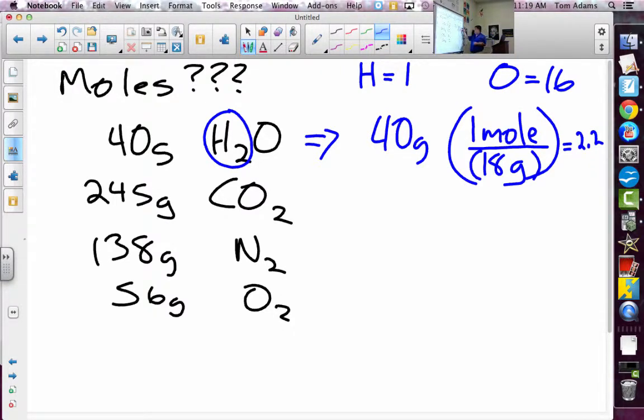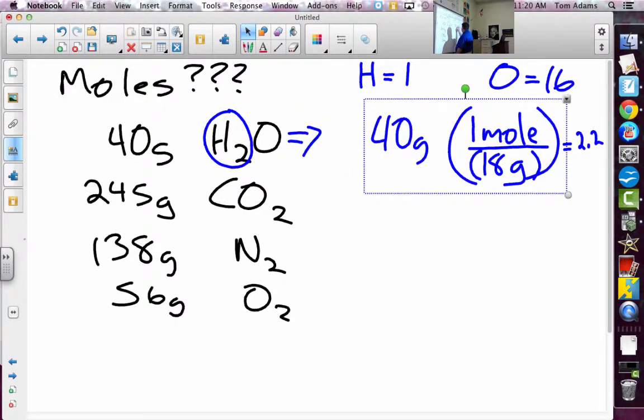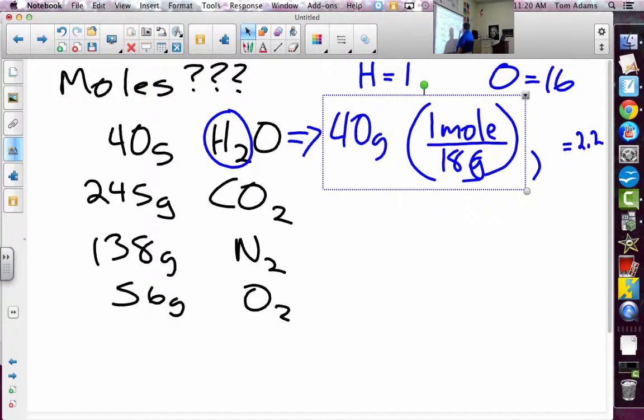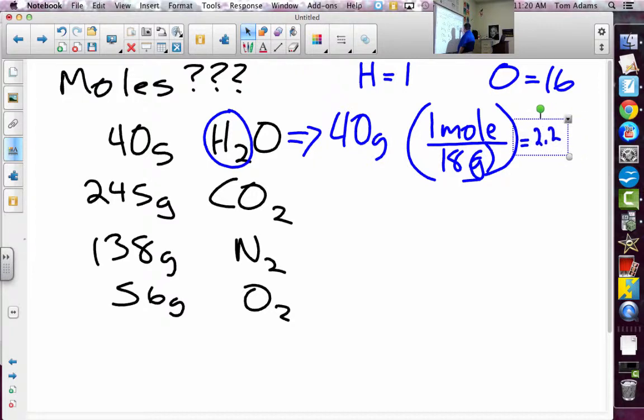I wrote it out the first time, but it really should be MOL. Well, let me slide this over a little bit. Where did I put my marker? All right, because I'm kind of running out of room. So let me slide this over a little bit. Make a little room. Okay, so it's 2.2 moles, like that.